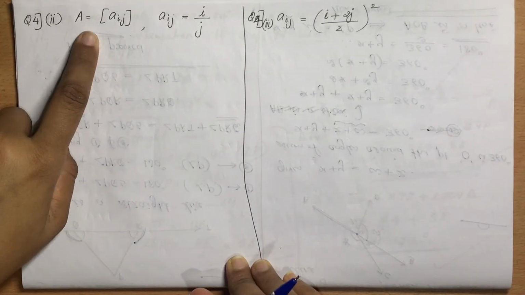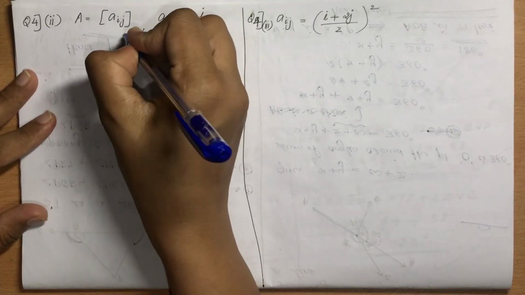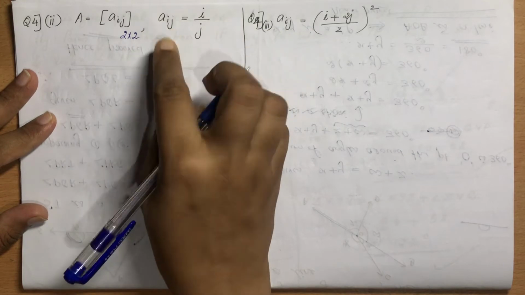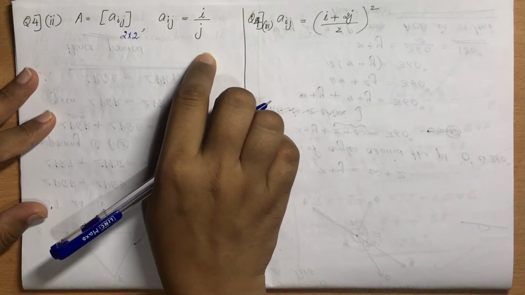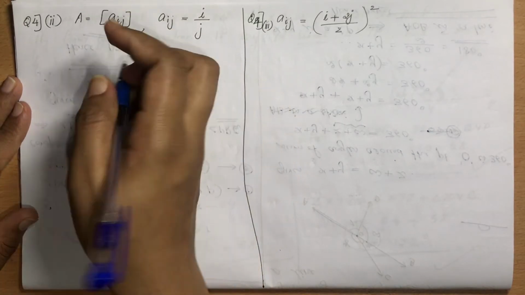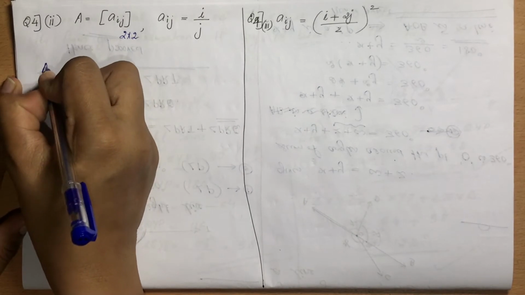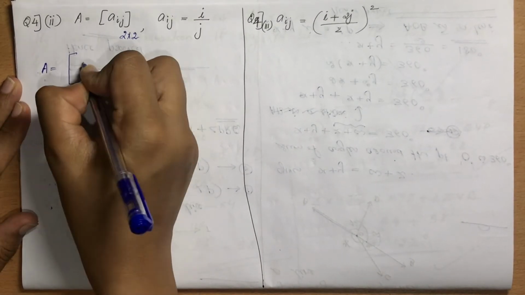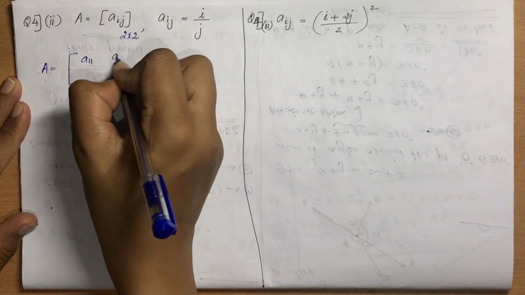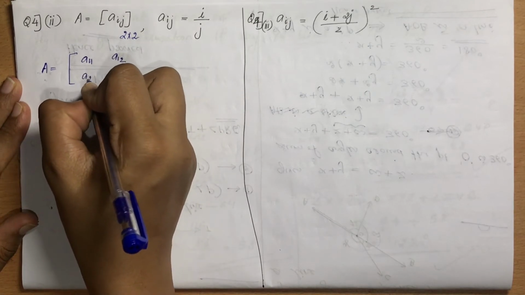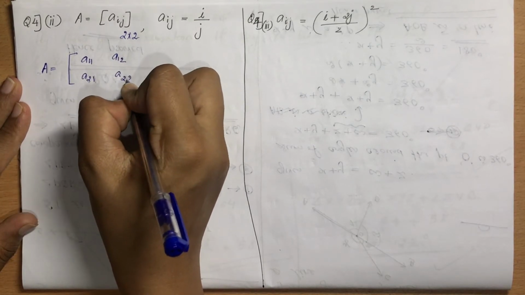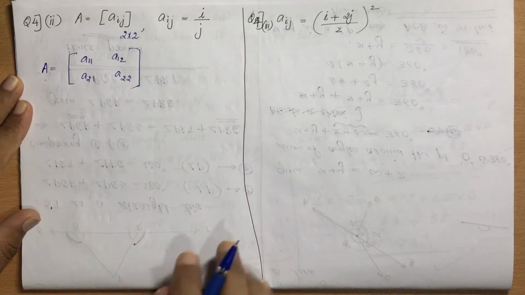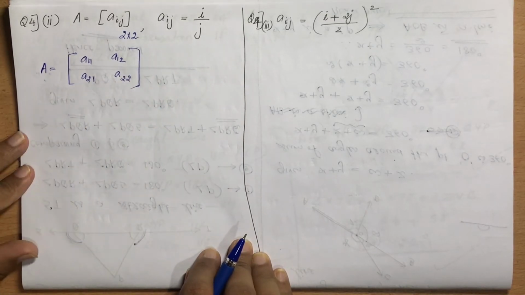Fourth one: A equal to Aij is a 2 by 2 matrix. The elements are Aij equal to i by j. Using this we need to find the elements. Correct. So 2 by 2 matrix means how we can write A equal to A11, A12, A21, A22, right? So this one, Aij equal to i by j.